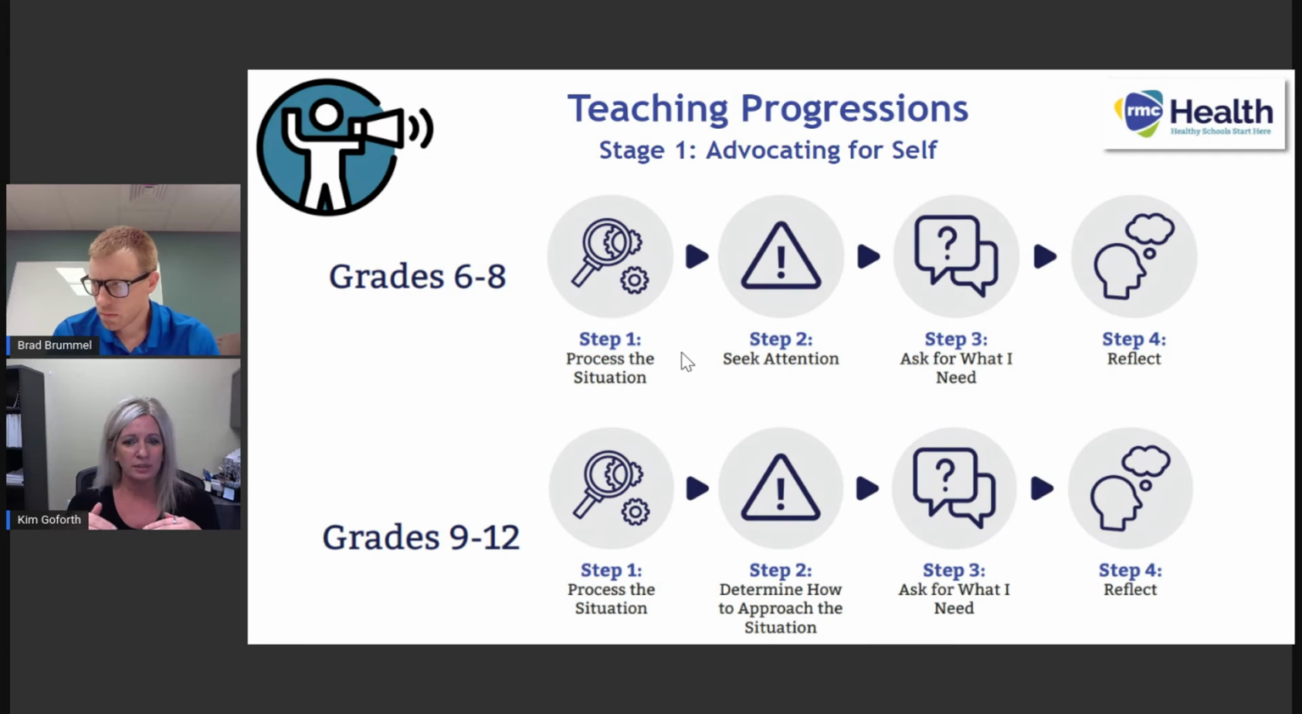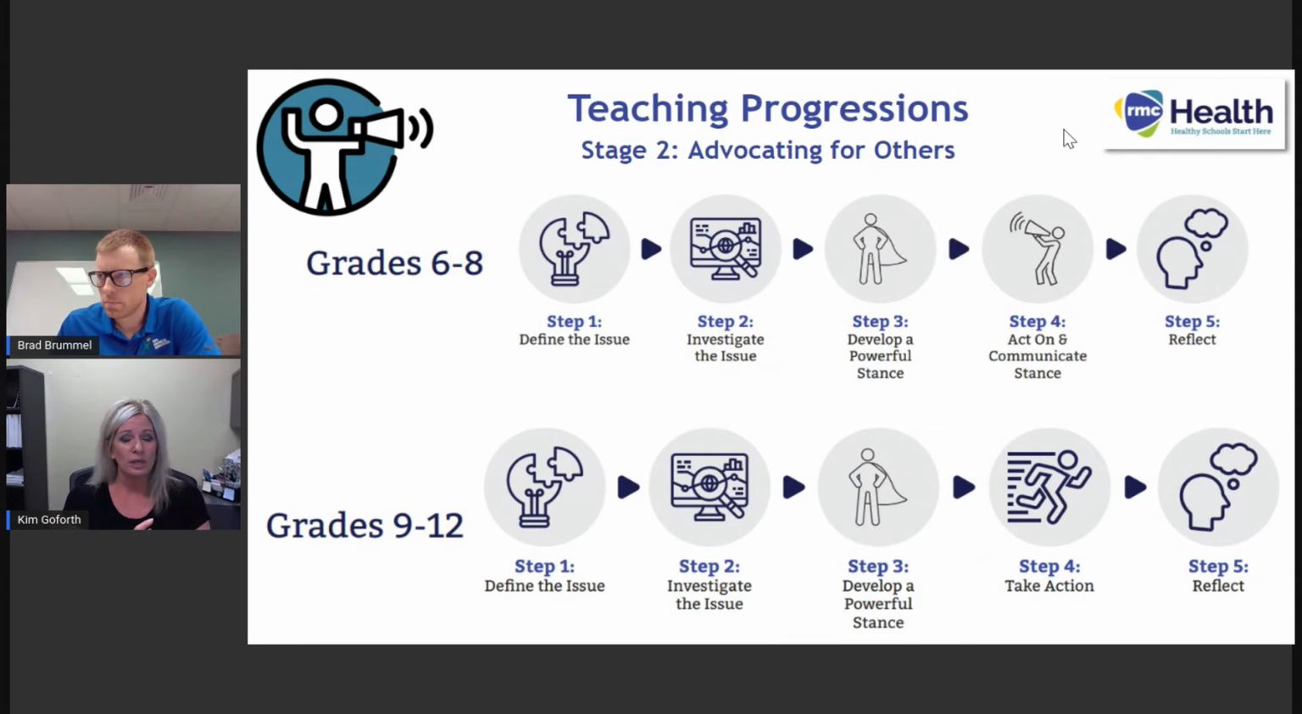Now compare those steps to the 9-12. Step 1, pretty much the same. What is happening? Step 2 sounds a little bit different. Determine how to approach the situation. And so that speaks to me about how am I going to communicate this and to who? And again, it's just worded different in the 6-8, like not look at me, I need attention, but it's like, okay, I've got to reach out here. And then in 9-12, it is, how am I going to do that and to who? So it's just kind of a level up. And step 3 and 4 are the same for this grade span. So that is stage 1 as a whole.